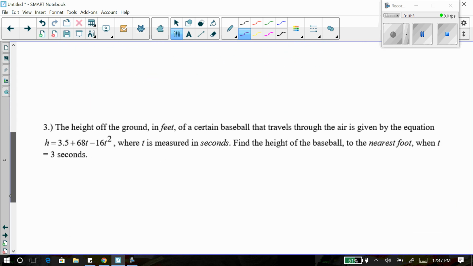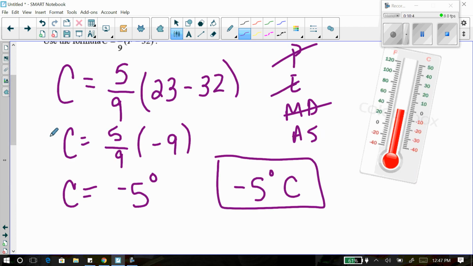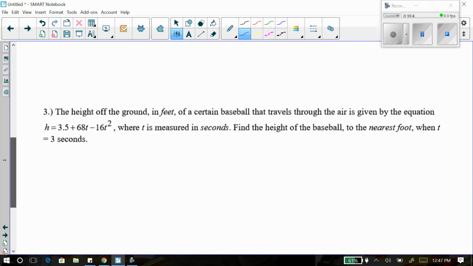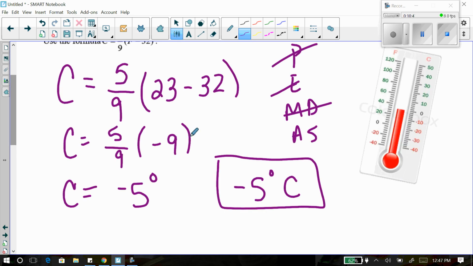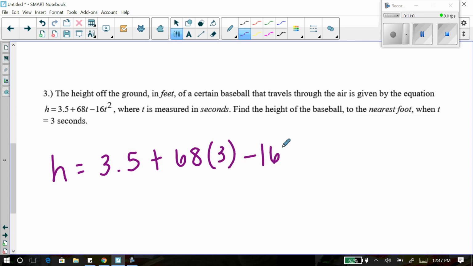And last one. If the height off the ground in feet of a certain baseball that travels through the air is given by the equation h equals 3.5 plus 68t minus 16t squared, where t is measured in seconds. I apologize, I don't know why it keeps doing that. Find the height when t is 3 seconds. So we're going to substitute in everywhere I see a t, I'm putting in a 3.